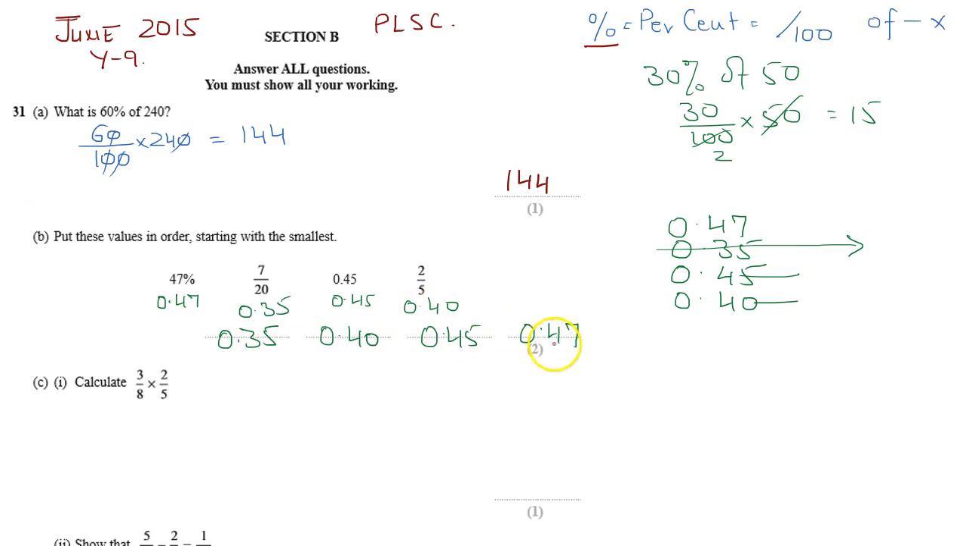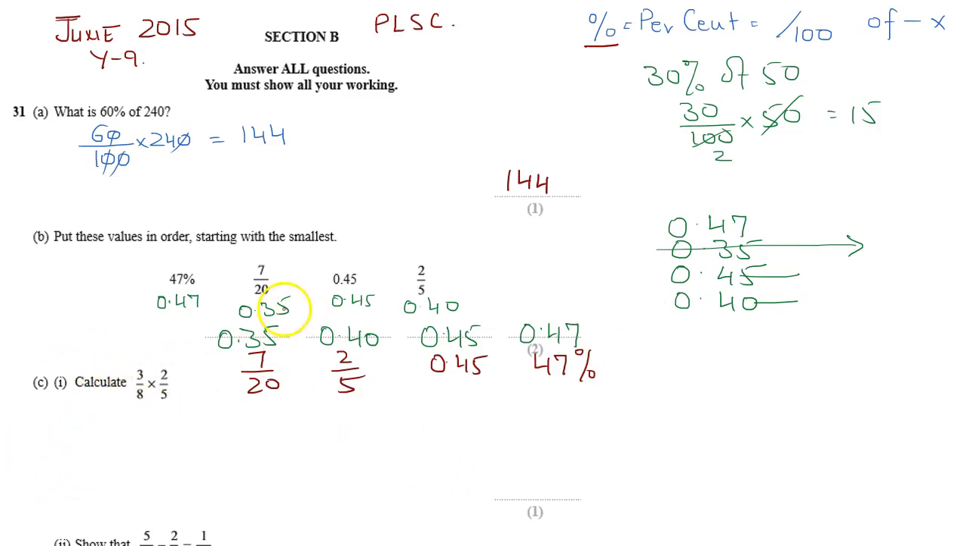So don't write only this answer, you may lose 1 mark. You have to write 0.35 is 7 over 20, 0.40 is 2 over 5, 0.45 is 0.45 and 0.47 is 47%. If you write in this way, then only you will get 2 marks. If you just leave it here, you will get 1 mark.